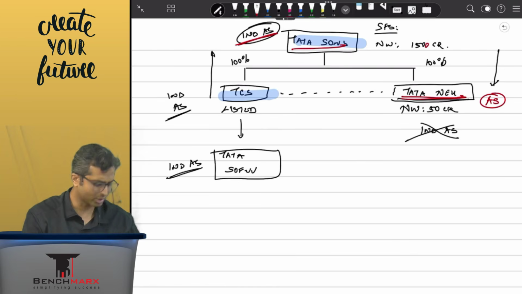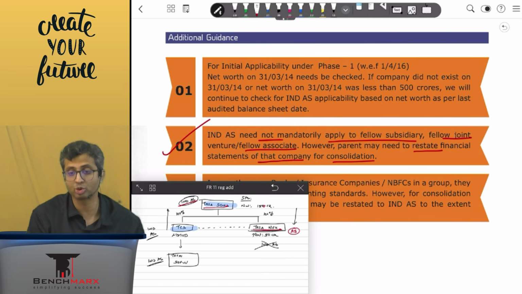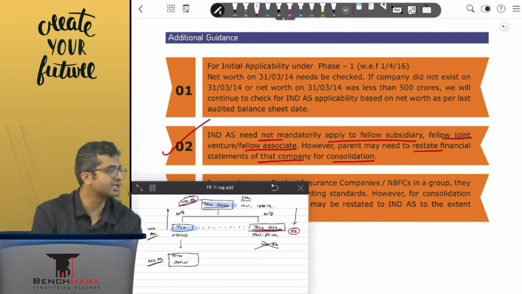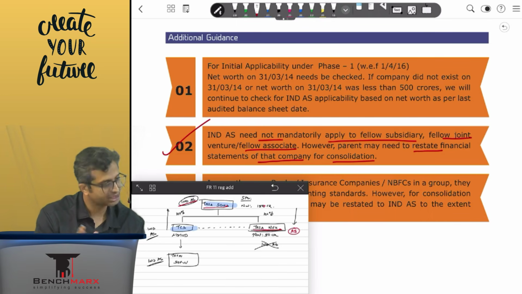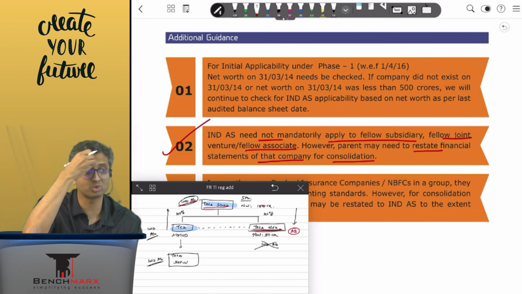Are we clear? So that is what we have written. We have said the parent may need to restate the financial statements of that company for consolidation. So Tata New statements have to be restated. Practically most parents will decide that I will voluntarily tell it to adopt Ind AS, which means I don't have that hassle of restatement. Make as per Ind AS and then I directly consolidate. Are we clear with this? But as a student you cannot answer that.